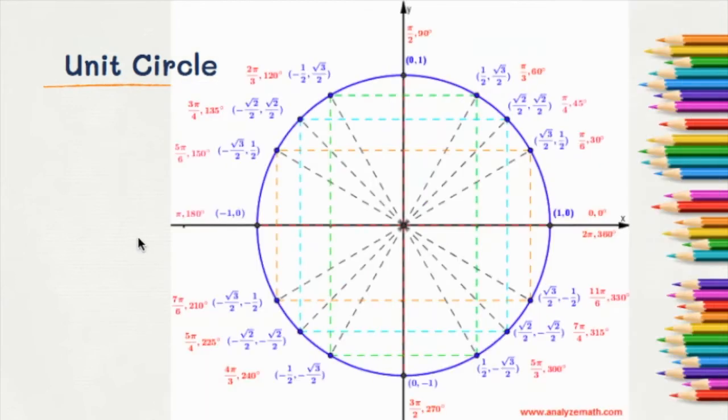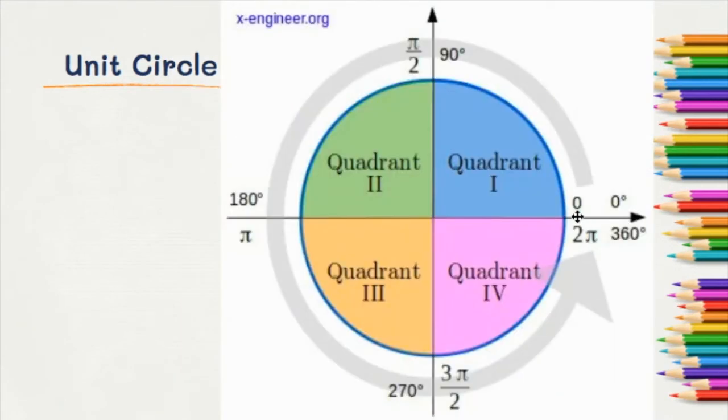Here's another example of a unit circle that you can look at. This one's really nice because not only does it have degrees and radians, it also has the coordinate points on each of those points that you can refer to. Here's another example of a unit circle. It's more simple, but it's nice.